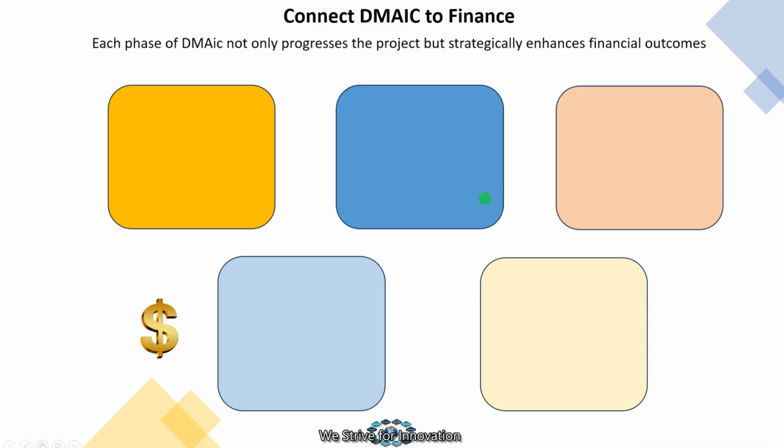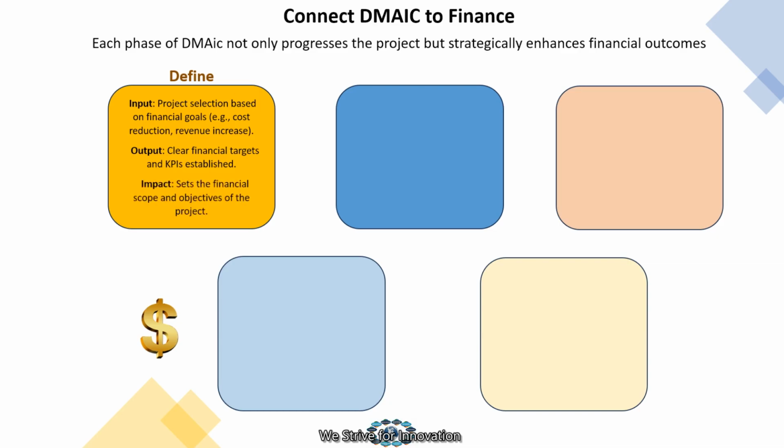So the first one will be the define phase. What will be the input? Project selection based on financial goal. Remember, we're doing a project. Example, cost reduction or revenue increase. What's the output you are looking forward to? Clear financial targets and KPIs established. That's the output you want from it, in the define phase. What will the impact be? You set the financial scope and objective of the project.